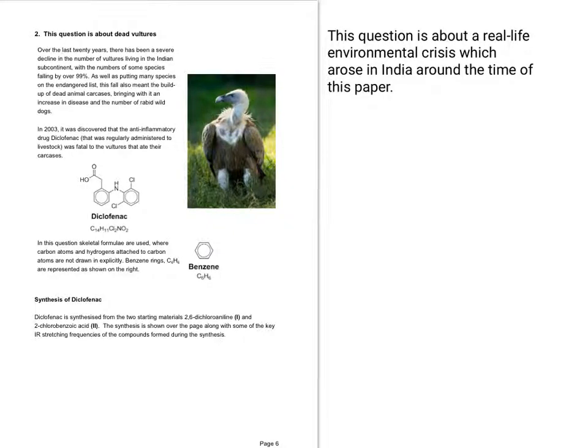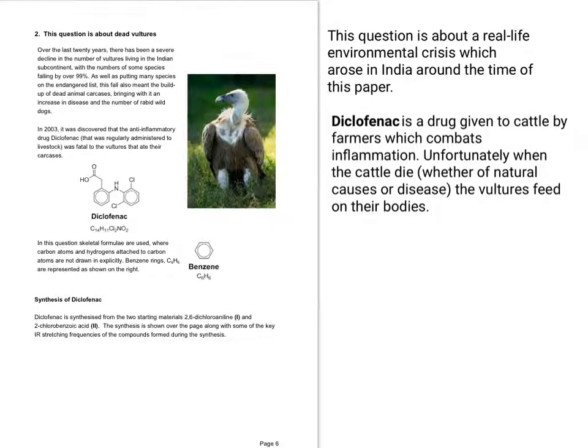So this question is about a real-life environmental disaster which actually happened in India around the time of this paper. It's about a drug called diclofenac, and this is an anti-inflammatory. It's in some pharmaceuticals that are used by humans, but it can also be used in other species as well. So it's a drug given to cattle by farmers which combats inflammation.